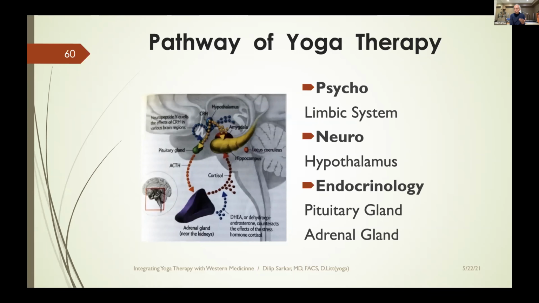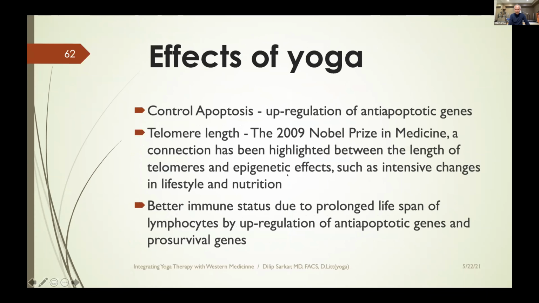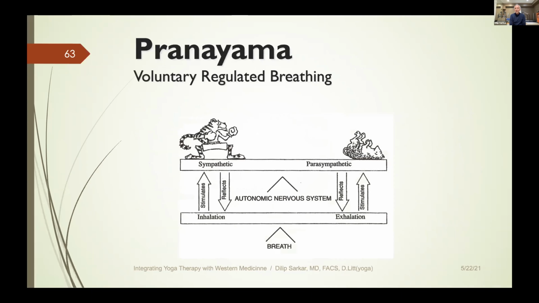We also call it psychoneuroimmunology because it also affects the immune system. It controls epigenetics. We'll talk about that more and more. Gene expression is suppressed, and it acts like an antioxidant. It controls apoptosis and the telomere length. We got a Nobel Prize for this, a Nobel Prize for that, and better immune status due to prolonged lifespan of the lymphocytes. These are all being researched and diagnosed and very clear.